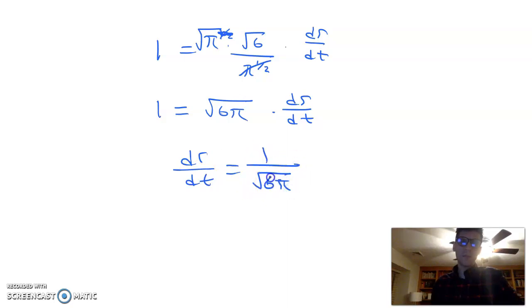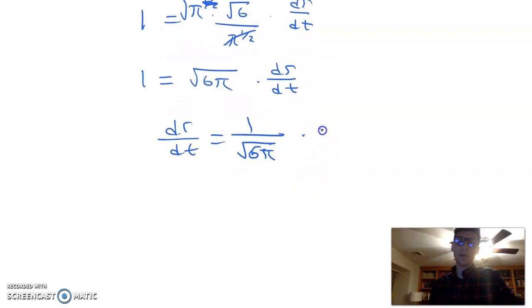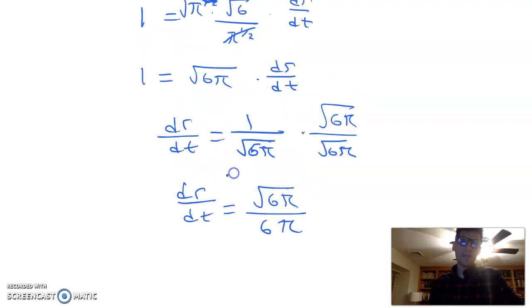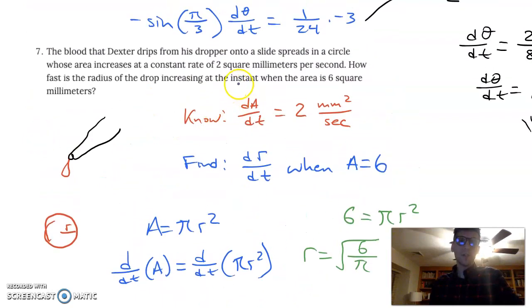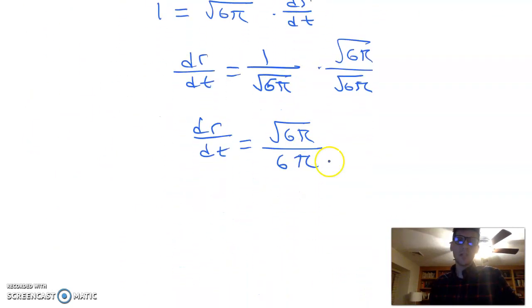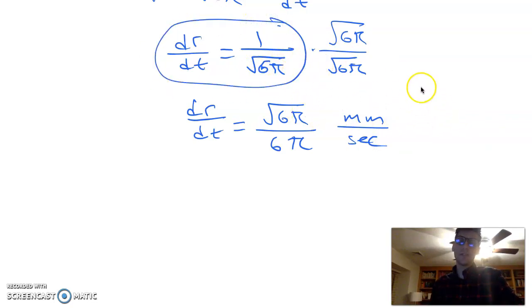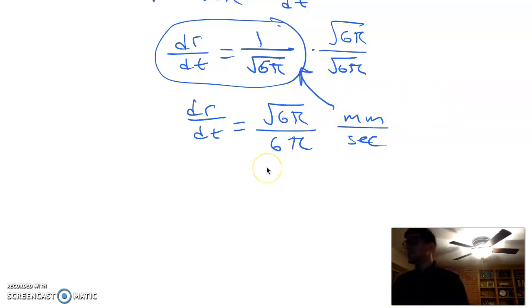If you want to get the roots out of the basement, you can multiply it by root 6 pi over root 6 pi, which would just give me root 6 pi over 6 pi. And that's how the radius is changing, that many millimeters per second. And oh, they just left it like this. I mean, it is kind of, but it's the same numerically.